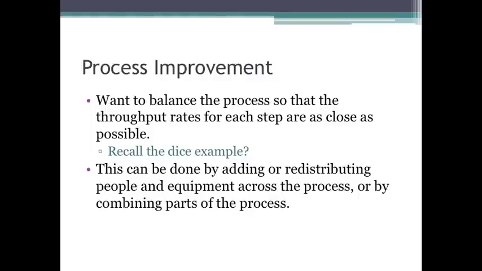So, how do we improve things? How do we balance the process? Well, what we can do is look at Little's Law. We can effectively manipulate the process using Little's Law in order to get the throughput rates for each step as close as possible. So how do we do this? Well, we can add people to the process. Keep in mind this does cost money, so we do need to weigh that. Or we can redistribute people along the process, redistribute equipment perhaps, or perhaps we could combine parts of the process. There are multiple options available for changing the conditions of the process.